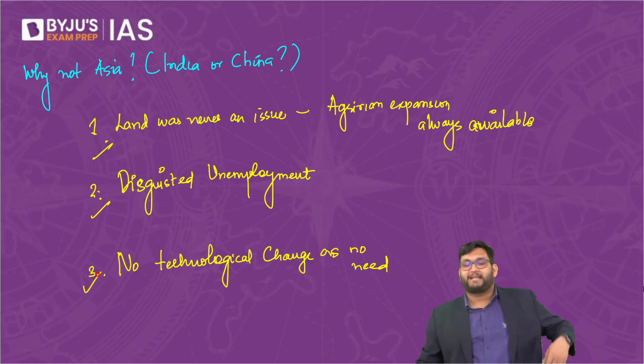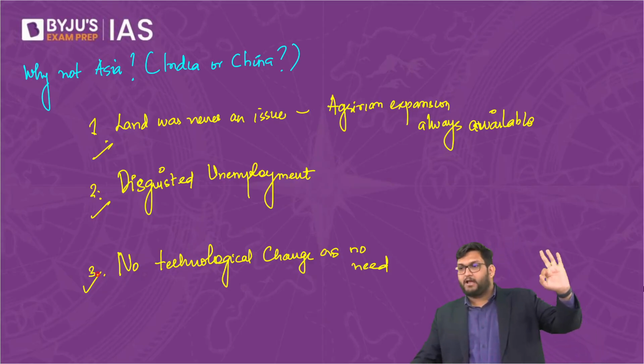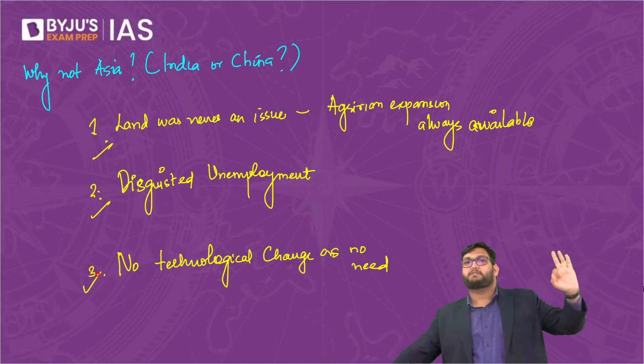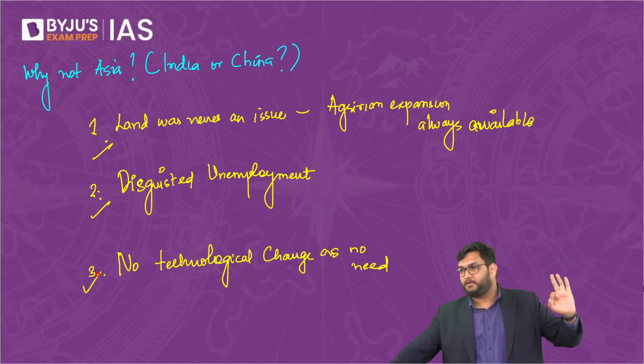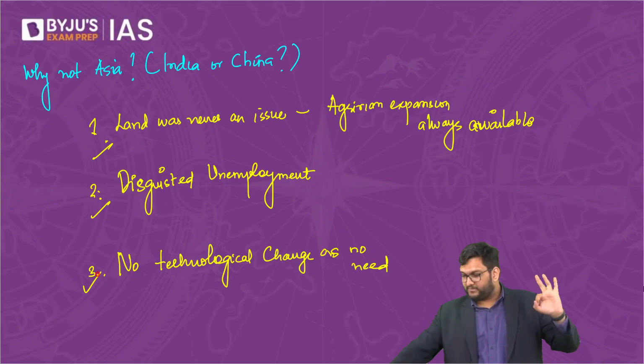So I started with 3 questions. Are we all clear with regards to the 3 questions we have covered? You started with 3 questions. Why Britain? Why not Asia? What is industrial revolution? Great. Okay.